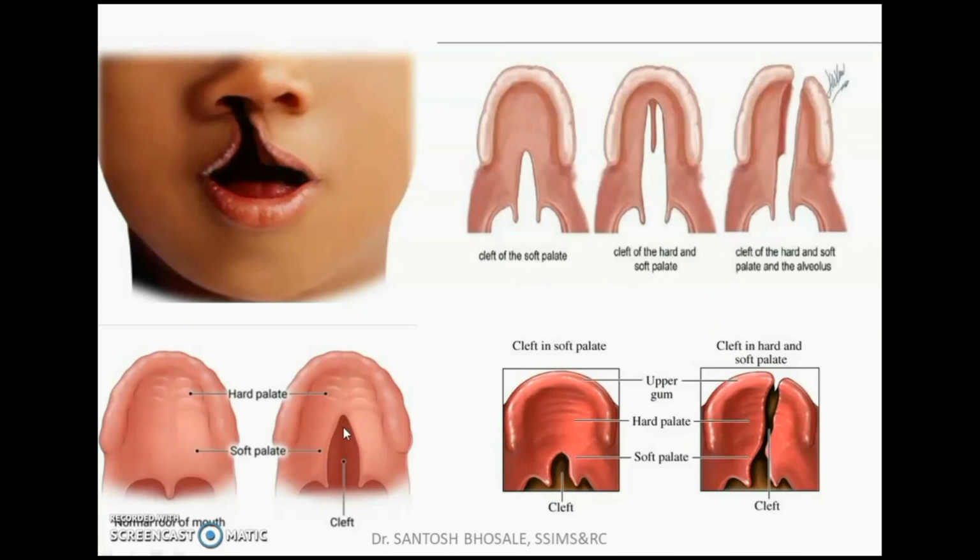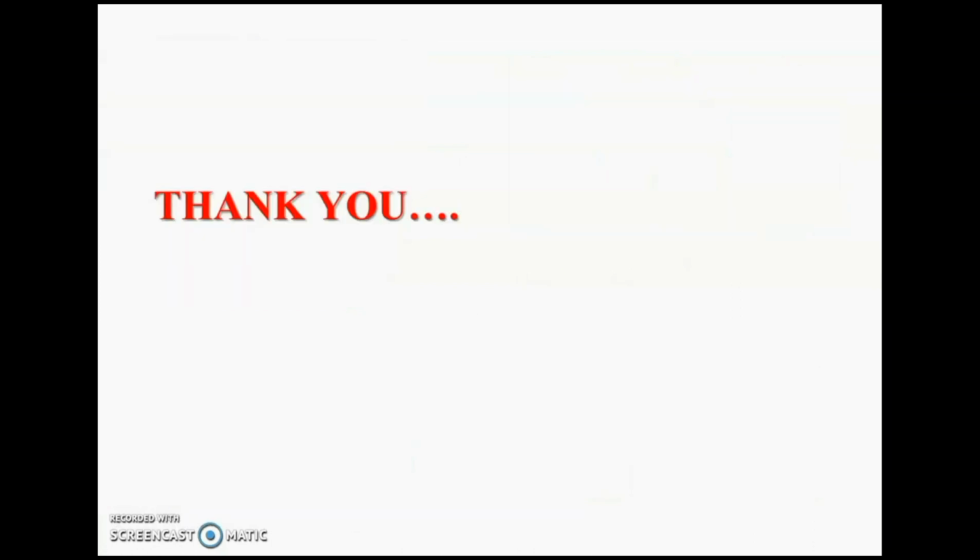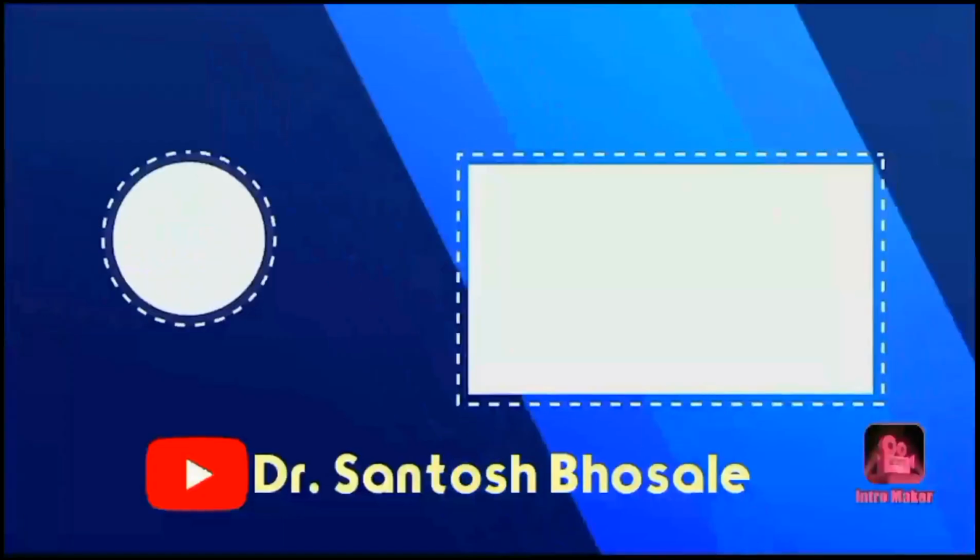You can see the normal palate there, and this is a cleft palate beginning from the uvula, cleft of the soft palate, or cleft of both soft palate and hard palate, and involving the lip also. So cleft lip with cleft palate is a very common congenital condition, and it is repaired by plastic surgeons. And in India, they now have the Smile Train program for these conditions.